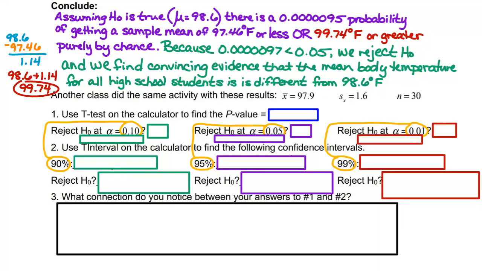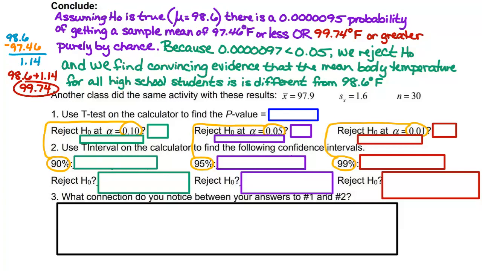All right. I want to show you guys how to use something on your calculator. So we finished our 4-step process yesterday. We got all the way to writing our conclusion. Another class did this same activity, and they had these results. Their x-bar was 97.9. Their standard deviation, SX, was 1.6, and they had 30 in their class that participated.